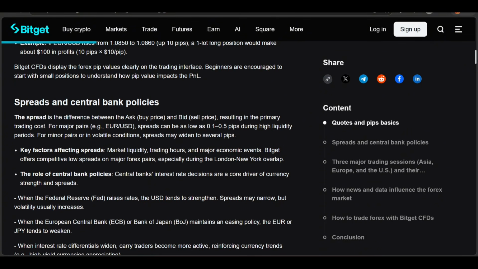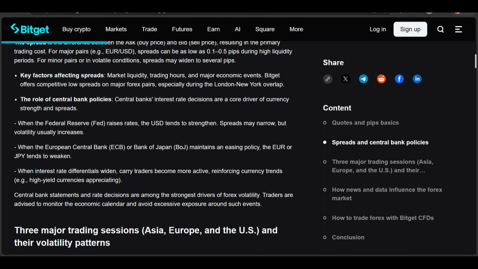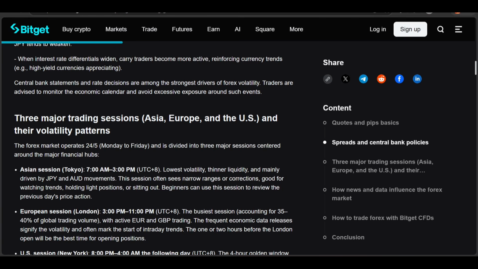The role of central bank policies: central bank interest rate decisions are a core driver of currency strength and pairs. When the Federal Reserve raises rates, the USD tends to strengthen, spreads may narrow, but volatility usually increases. When the European Central Bank or Bank of Japan maintains its policy, the euro or the JPY tends to weaken.